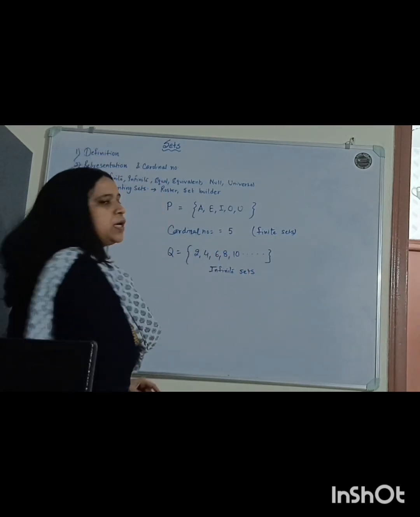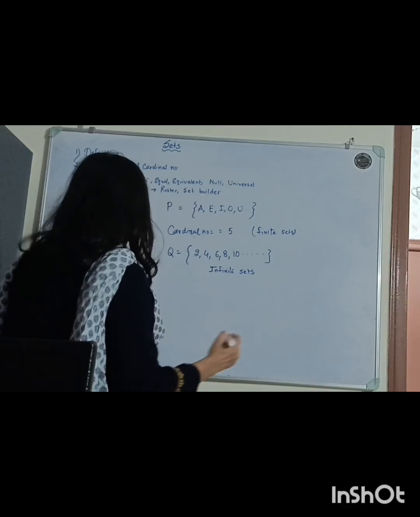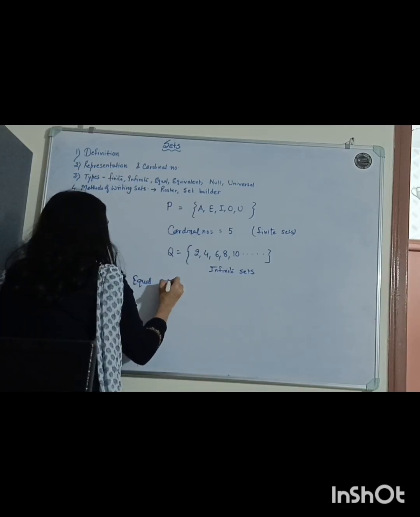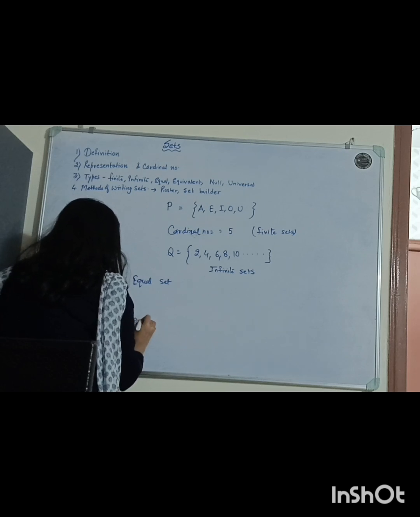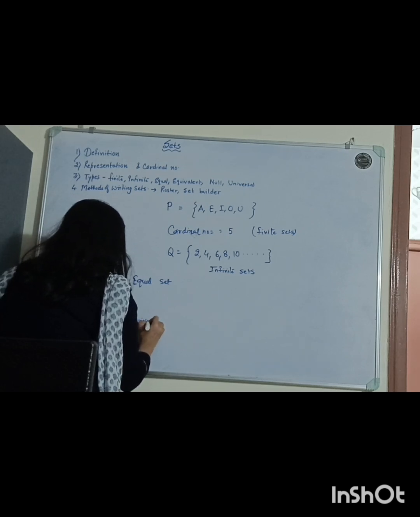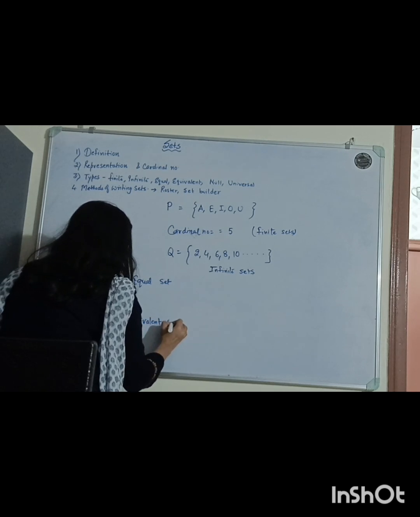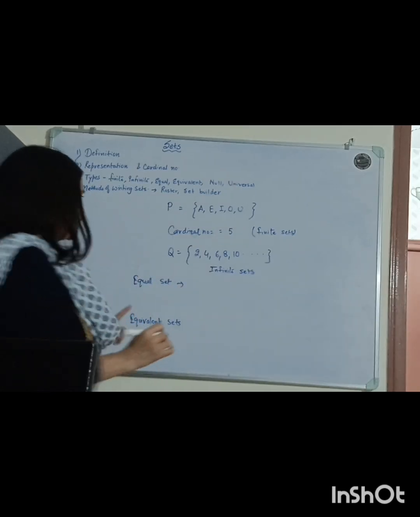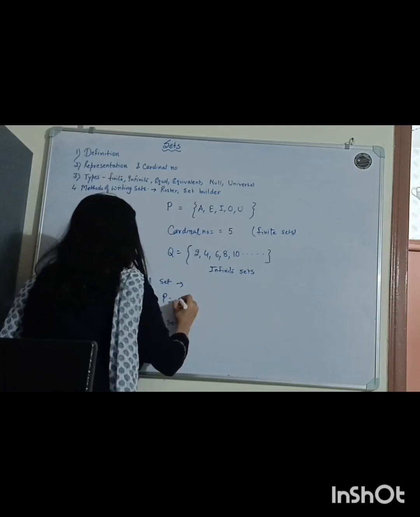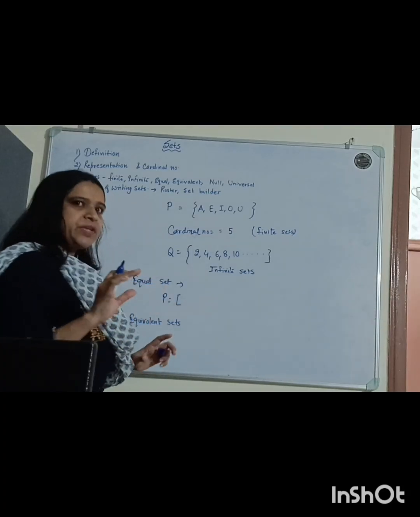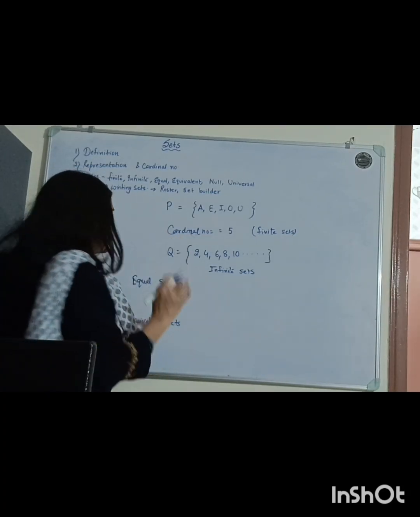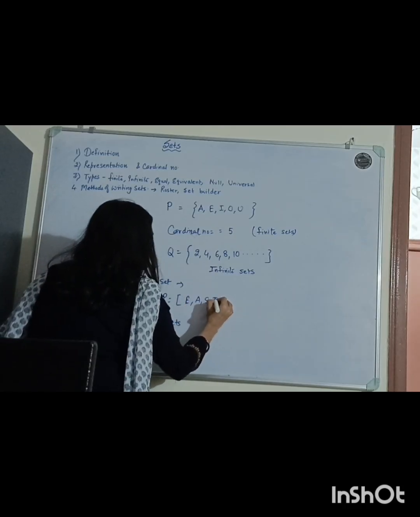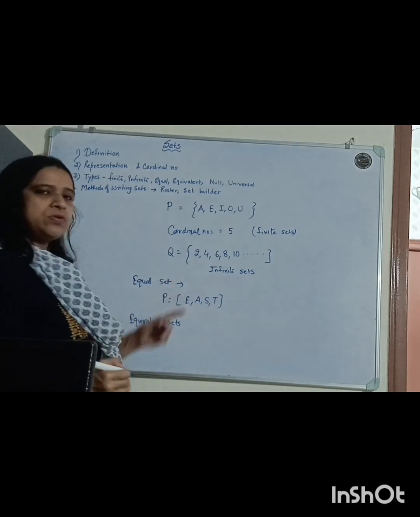Now we are going to learn equal and equivalent sets. What are equal sets and what are equivalent sets? Suppose two sets are given, like P equal to the letters in the word EAST. The letters in the word EAST are E, A, S, T. So P equals E, A, S, T.